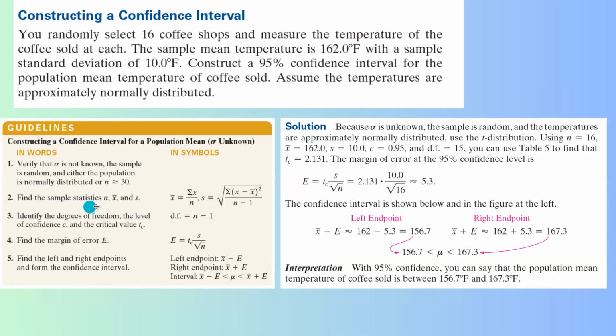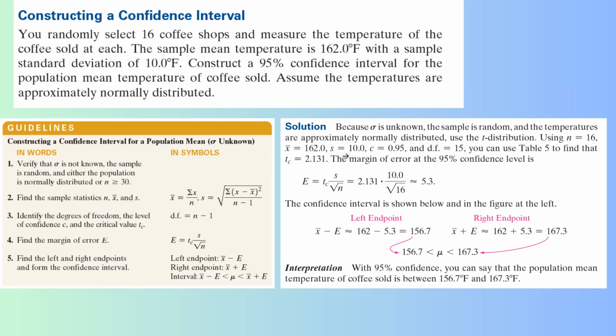The second step says find the sample statistics n, x bar, and s. n is the sample size. We know the sample size is equal to 16. x bar, or the average temperature, is 162. It's given in the question to us. s, or sample standard deviation, is 10 degrees. It's also given to us.